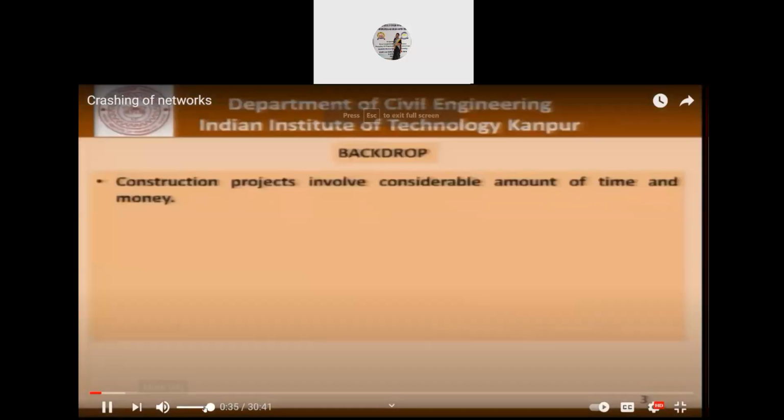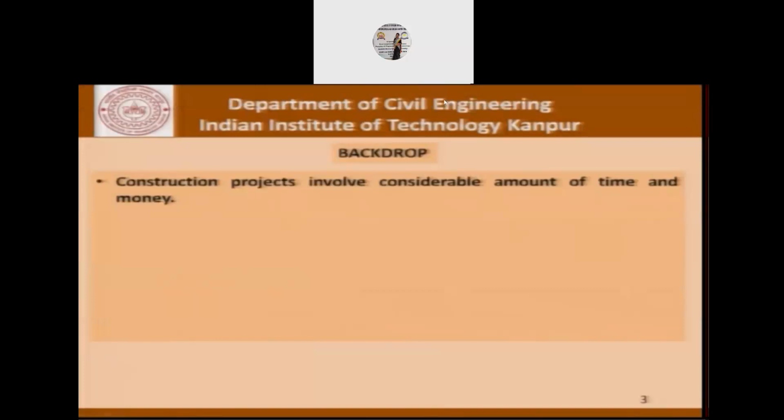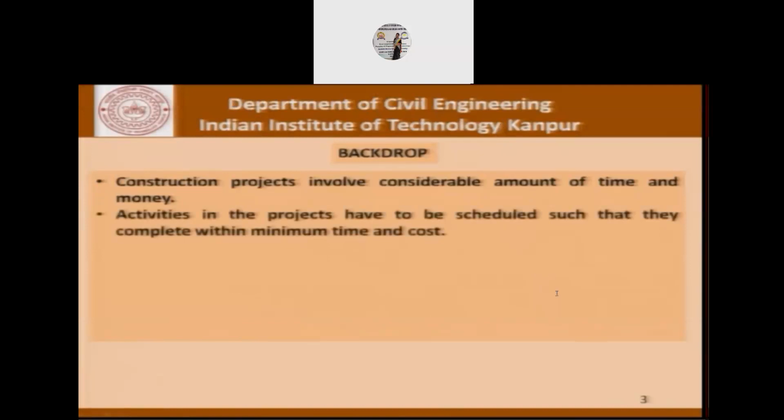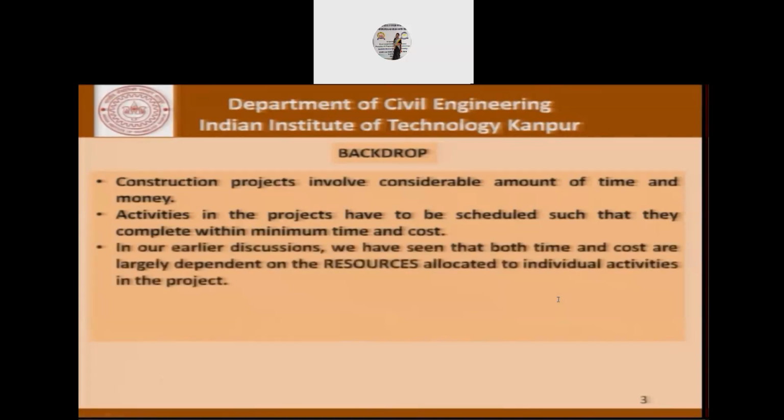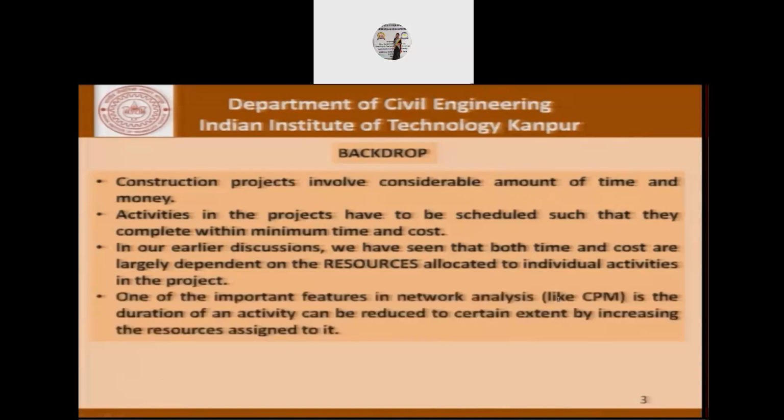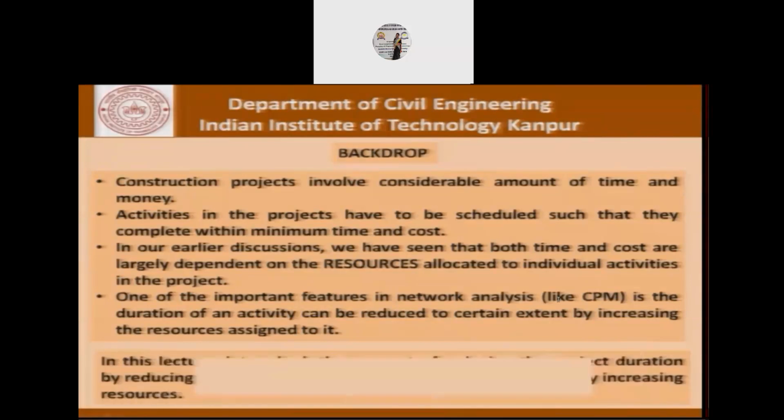Now, what is crashing? Construction projects involve considerable amounts of expenditure in terms of time and money. Activities in the projects have to be scheduled such that they are completed with the minimum time and cost. In our earlier discussions, we have seen that both time and cost are largely dependent on the resources allocated to the individual activities in the project. One of the important features in network analysis applied to construction management, like CPM, is that the duration of an activity can be reduced to a certain extent by increasing the resources assigned to it.